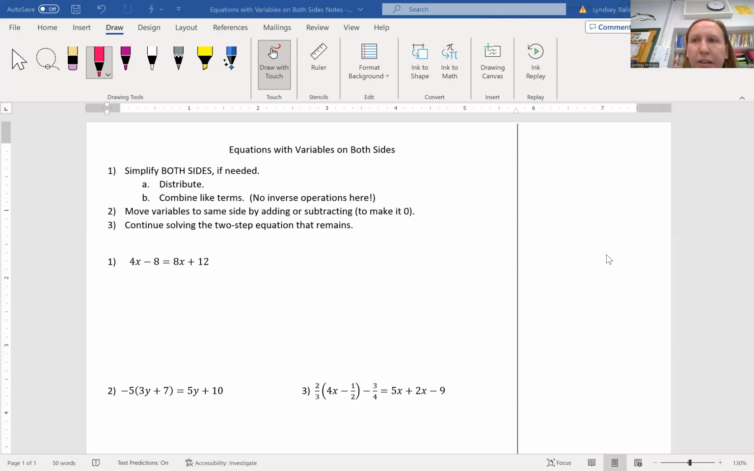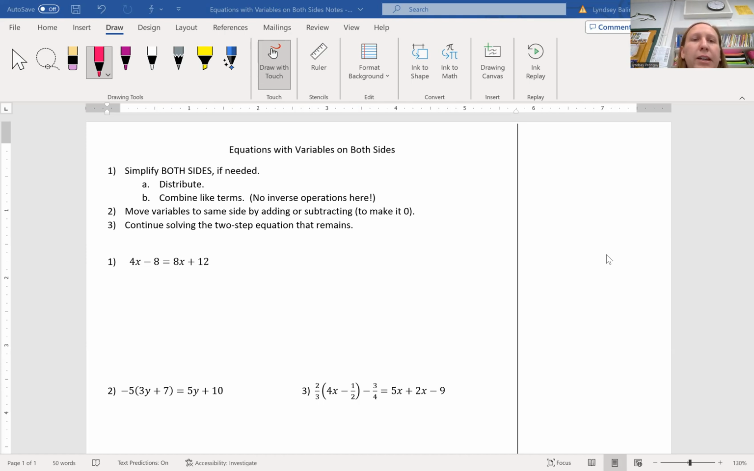Okay, so we have done equations with distributing and combining and a mixture of the two things. This video is going to deal with solving these equations that have variables on both sides. So our first step is that we're still going to simplify both sides if needed. I mean, sometimes you won't need to, sometimes it might just be one, sometimes it might be both.